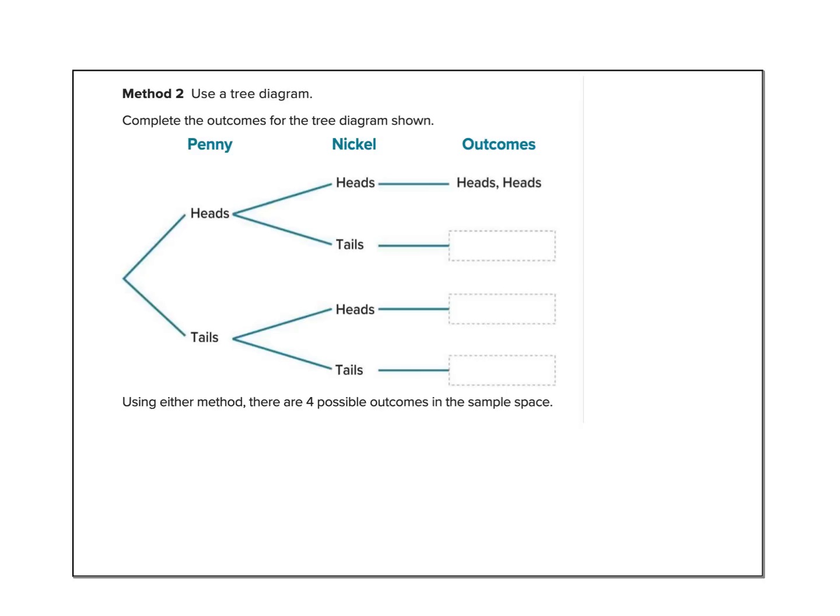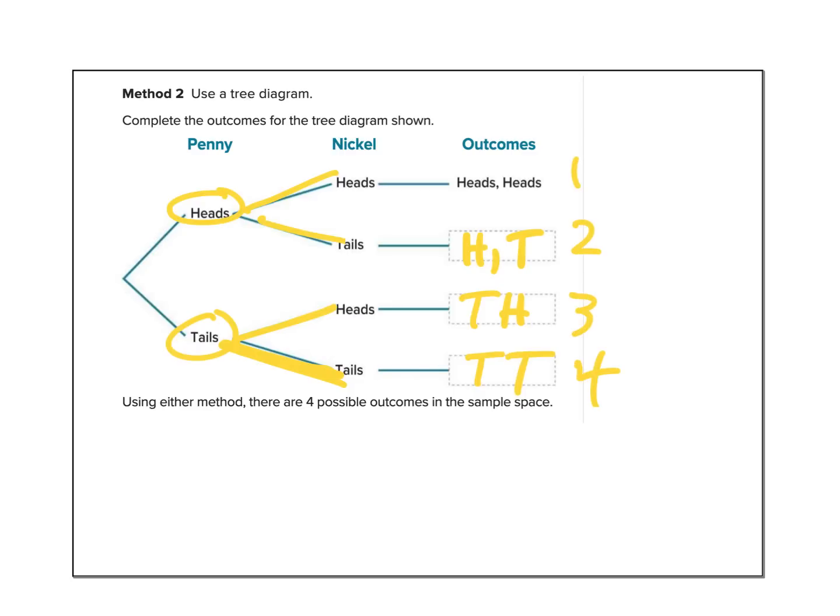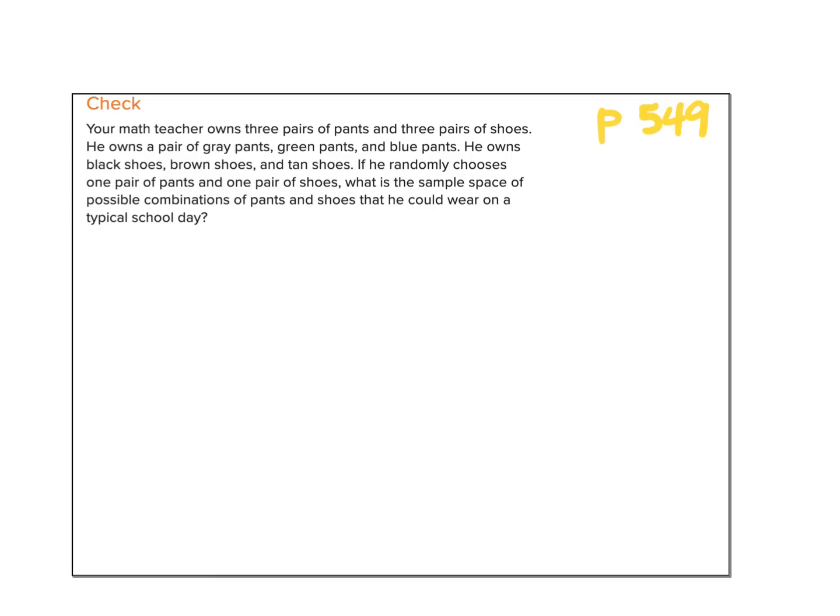So I could also do that same problem using a tree diagram. When I start with the penny, I could get a heads or a tails, and then I could get a heads and a tails on the nickel. So again, you can just list this out. Here would be tails, heads. Here would be tails, tails, if you just follow the branch. And again, there are 1, 2, 3, 4 possible outcomes. So when I do my flipping, I could get a heads and a heads, a heads and a tails, a tails and a heads, or a tails and a tails.